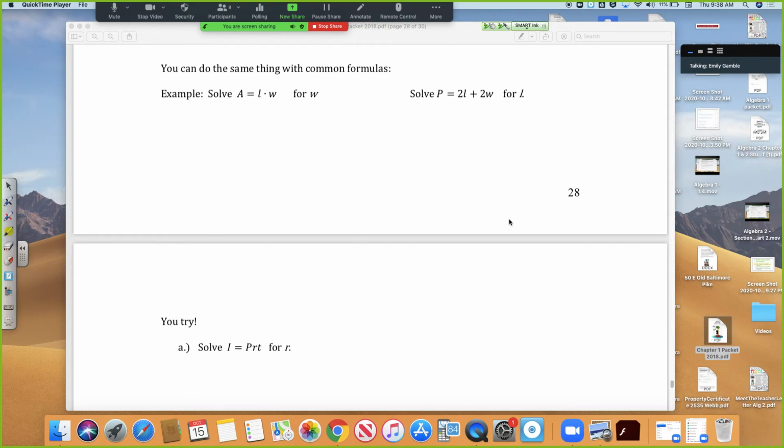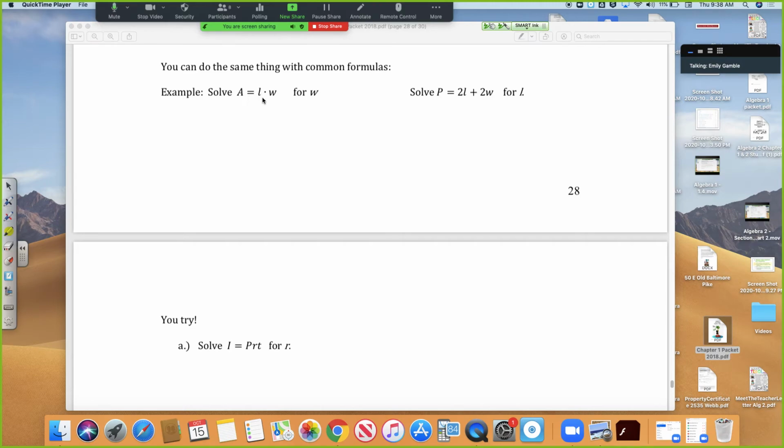For example, the formula A equals L times W is the formula for what? A equals L times W. What's this formula for finding? Maya? Yeah, this is the area formula for a rectangle. So what we're going to be doing is taking this formula and solving it for W.